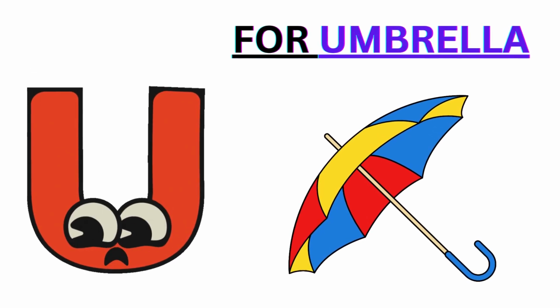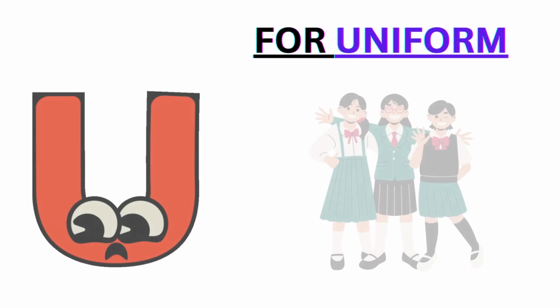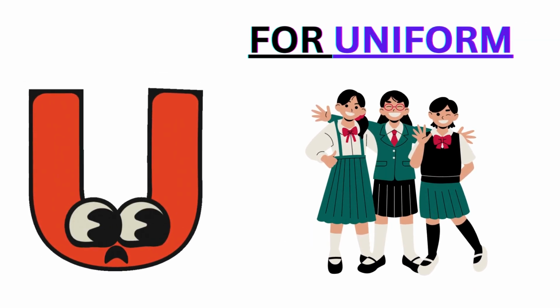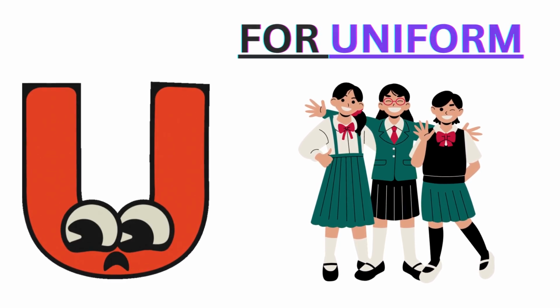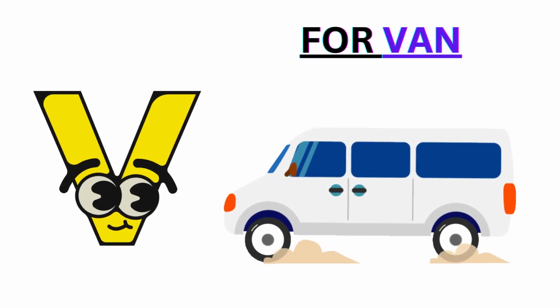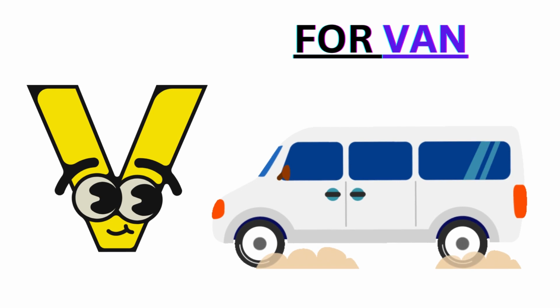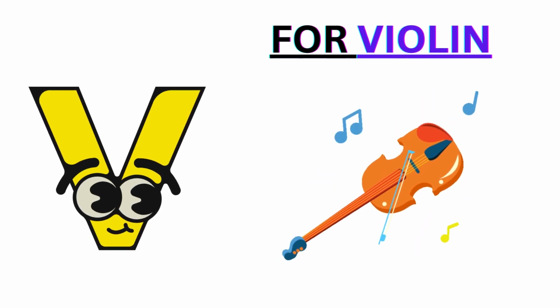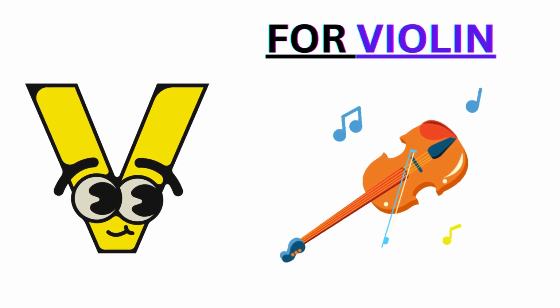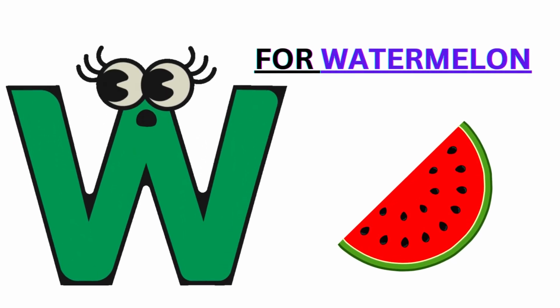U for umbrella. U for uniform. V for van. V for violin.